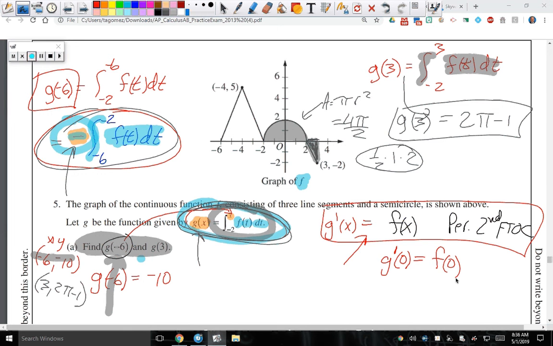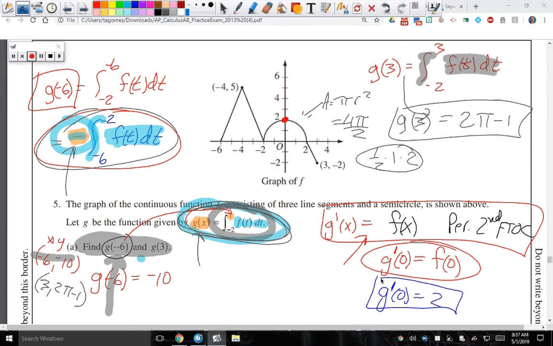Okay? Can anyone tell me what f of 0 equals? 2. So some people look at this, and for some reason they mistakenly think that they're trying to find the derivative on f at 0, which is not the case. I just want you to tell me what the y value on f is, because that is equivalent to the derivative on g. So yes, g prime of 0 is equal to the y value of 2 on the f graph. Okay?